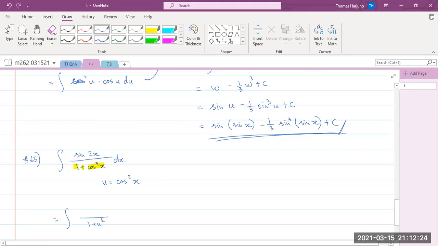Is it okay? Now then, what is du? Du will be 2 cosine x times negative sine x dx, right? Now, 2 sine x cosine x is sine 2x. Just note, remember this: sine 2x equals 2 sine x cosine x. Okay, keep that in mind.